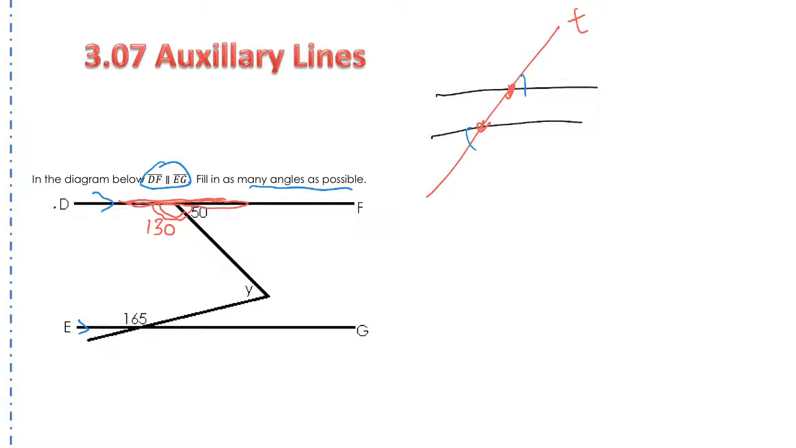All right. Similarly, I see this is 165. So this angle here has got to be 15 because it adds up to 180, because it makes a straight line. I could also fill in this angle is 15 because it's vertical. And this angle is 165 because it's vertical to 165.